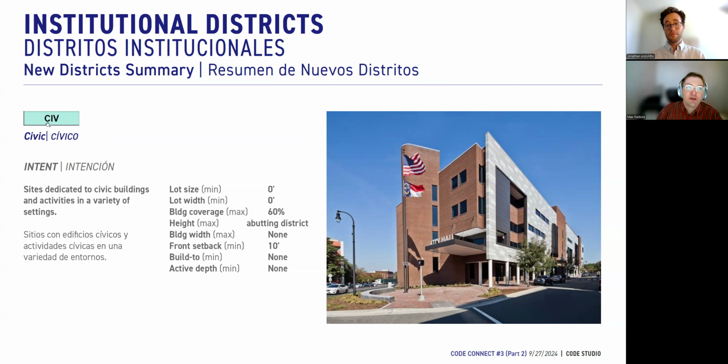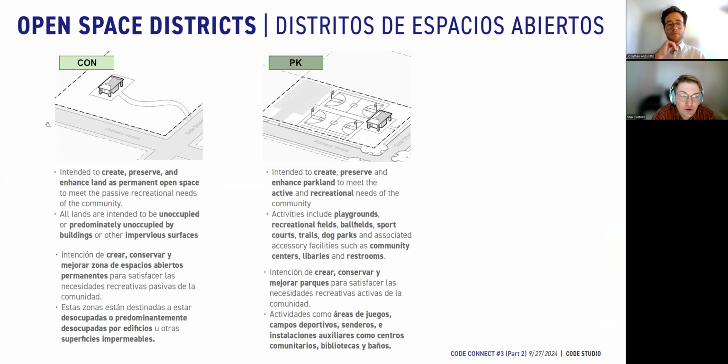And then the last grouping of districts is open space districts. And these are pretty straightforward. This is our conservation district and our park district. One is a more passive district than the other, but both really focus on either recreation or preservation of nature.